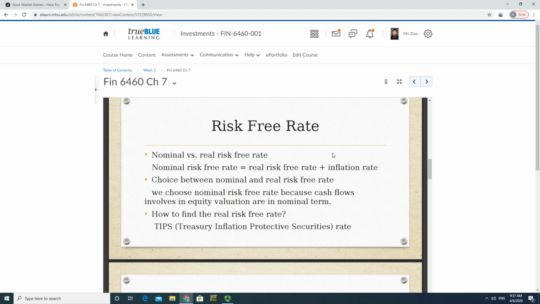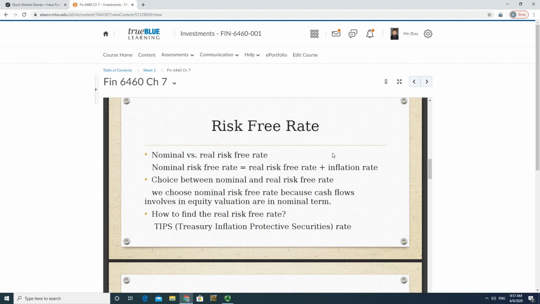So the question here is, should we use this pure real risk-free rate or this nominal risk-free rate? Well, some people say, hey, we should use this real risk-free rate. Is that correct? Well, in reality, you need to take a look at the nature of cash flows in a stock or in a bond, because in the future, those cash flows are in nominal terms. Therefore, we should use nominal risk-free rate.